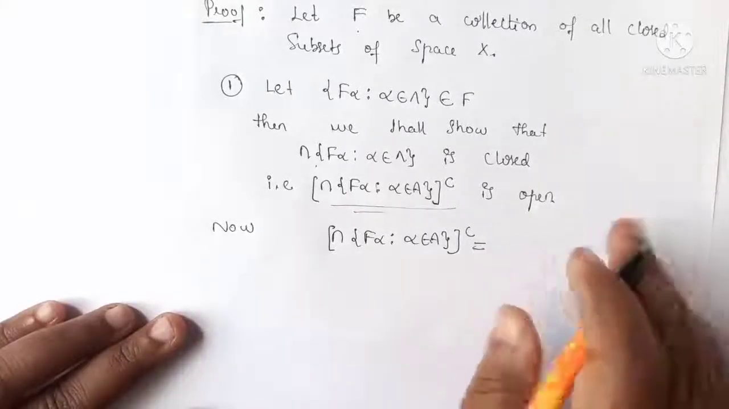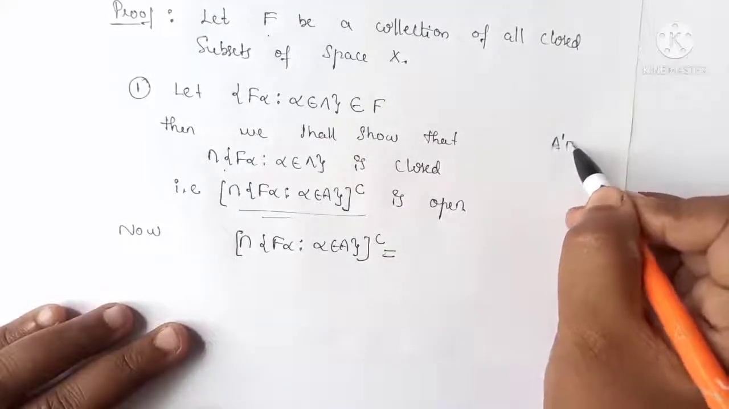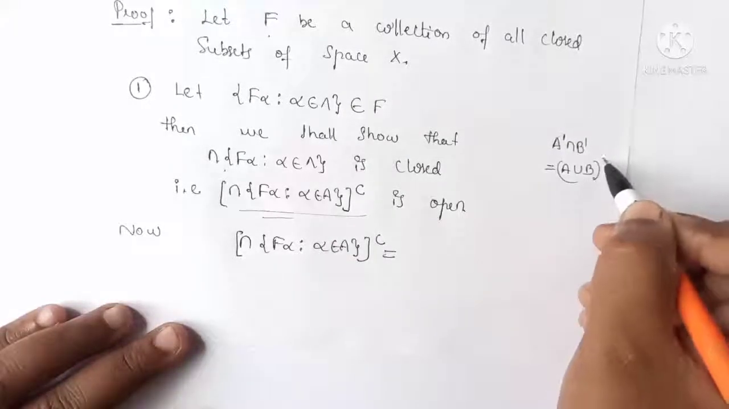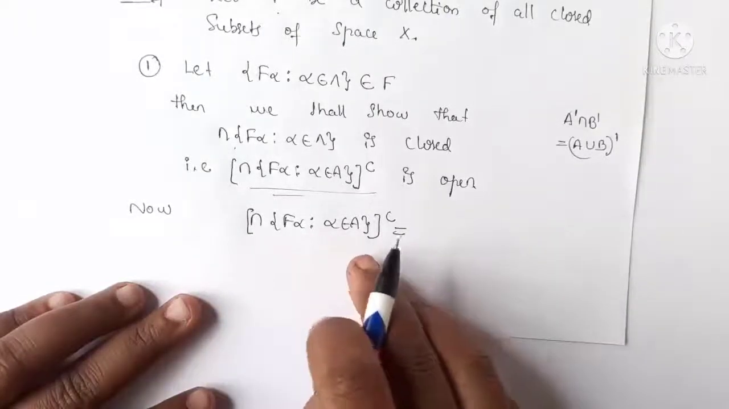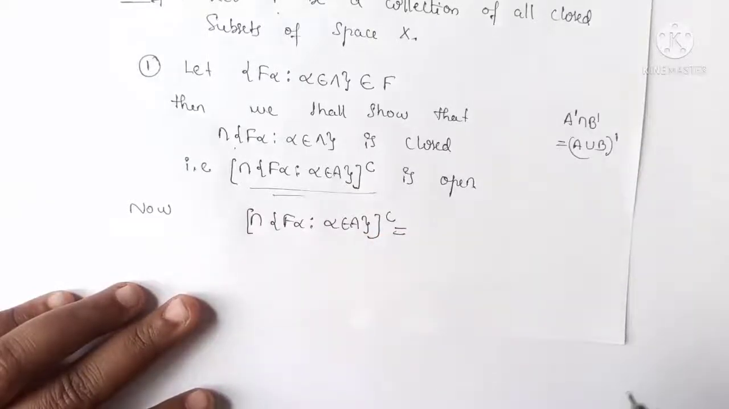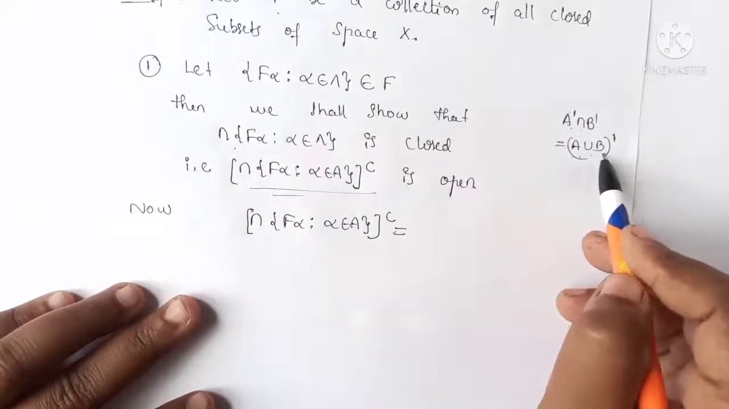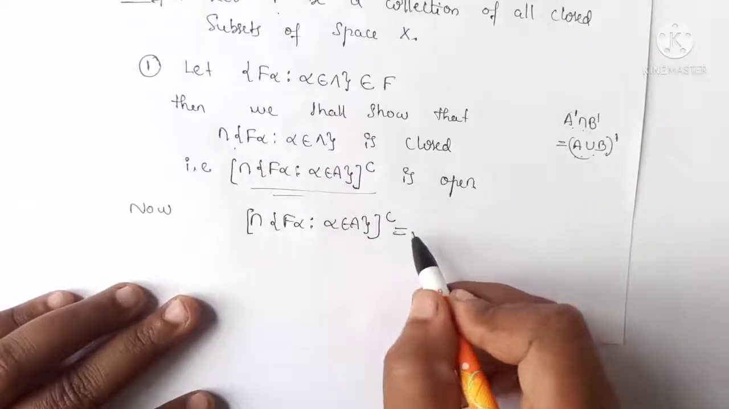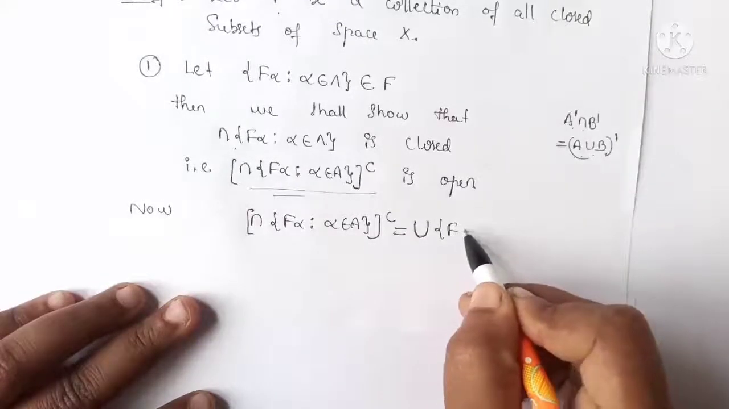Now applying De Morgan's law, we know that De Morgan's law is A dash intersection B dash equals A union B whole dash. Here we have taken the intersection of all these F alpha, so if we take the complement, this changes into union. So by applying De Morgan's law, we get the union of F alpha complement.